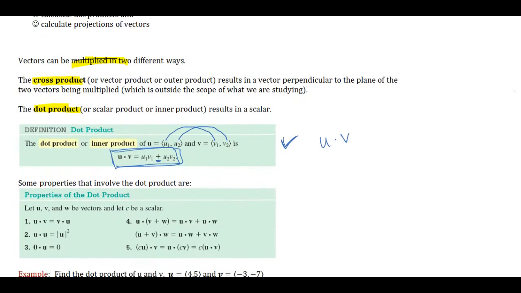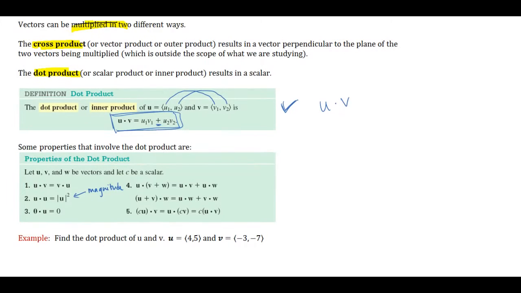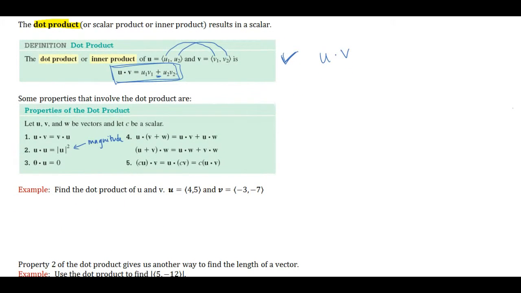Now, there are some properties of the dot product, and you can read those. Number one, it doesn't matter which way you dot the two vectors together, so that's cool. Number two, look at that. That's the magnitude right there. If you dot the same vector with itself, you will get the squared magnitude of the vector. So you square root that and you have the magnitude. Anybody dotted with the zero vector is going to be 0. And that makes sense too, because you're multiplying by 0 and then adding it to 0, you're going to get 0.